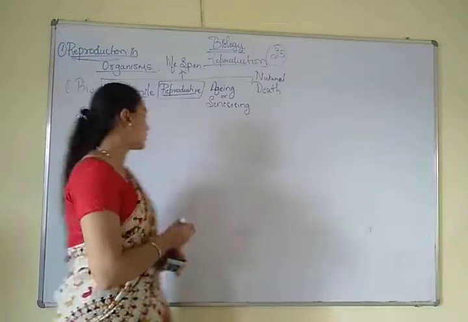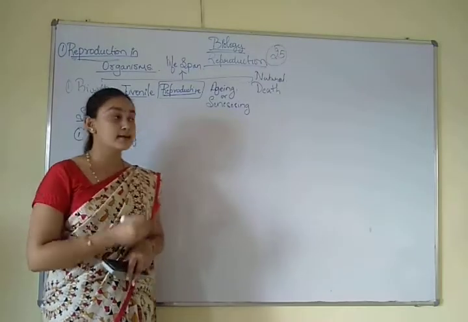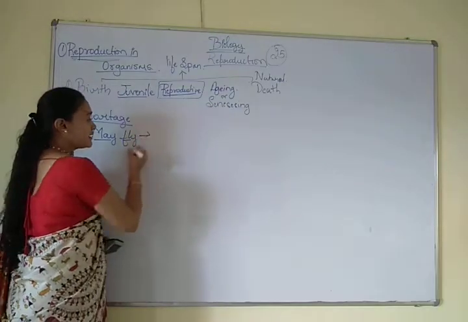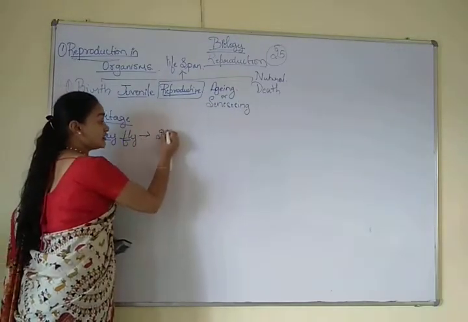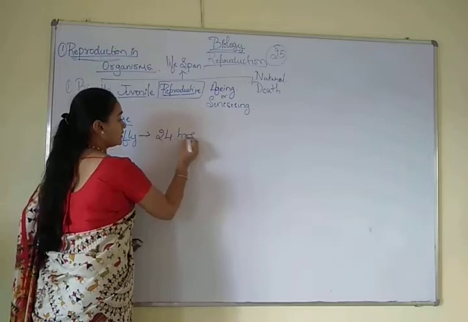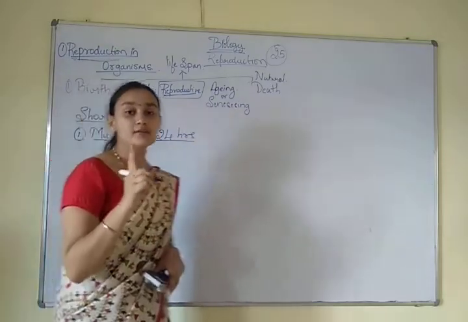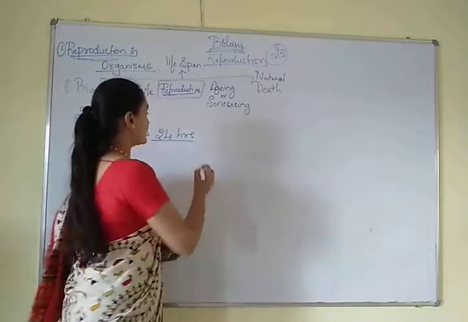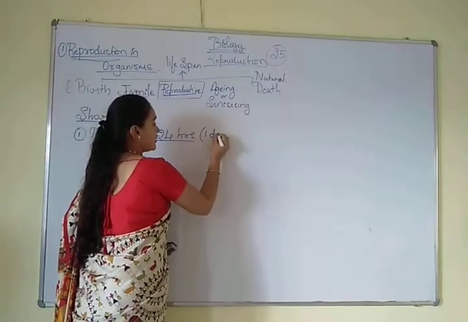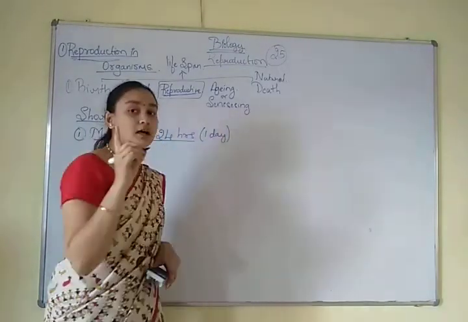The shortest lifespan known is that of an insect called the mayfly. So the mayfly is an insect and it is considered to have the shortest lifespan. So what is its lifespan? It is just 24 hours. Only one day, that is 24 hours, that is 1 day.